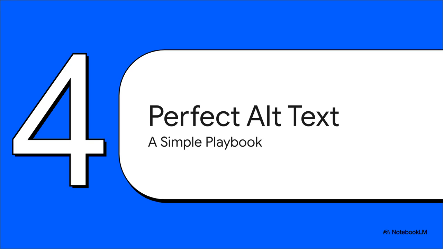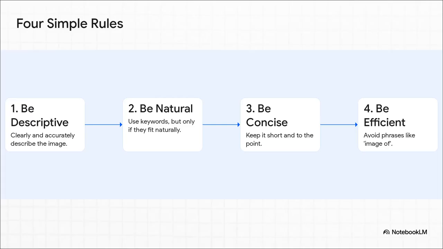All right, so you're on board with the why. Now for the fun part, the how. Let's walk through a super simple playbook for writing perfect alt text every single time. It really just boils down to 4 simple rules. 1. Be descriptive. What's actually in the picture? 2. Be natural. Yeah, you can use keywords, but only if they feel like they belong there. 3. Be concise. Short and sweet is the name of the game. And 4. Be efficient. Don't waste space on image of or picture of. The screen reader already says it's an image.